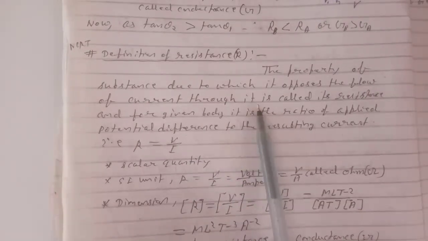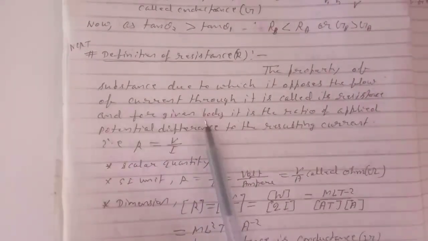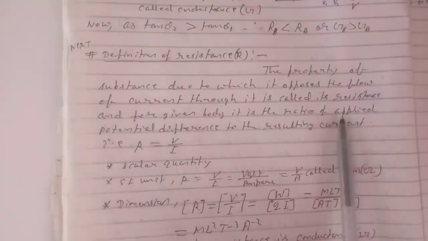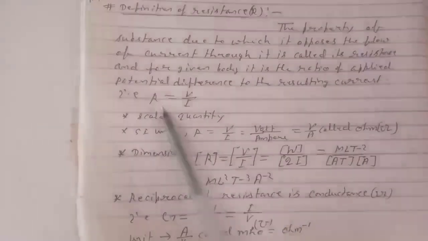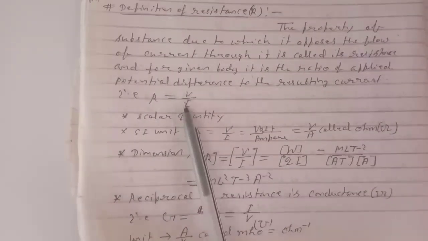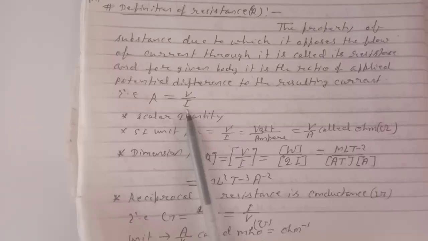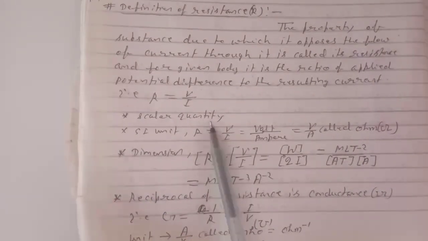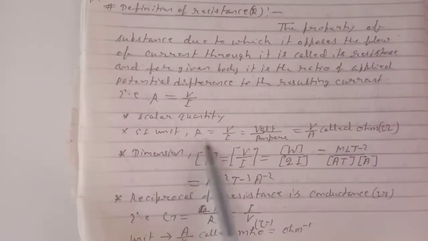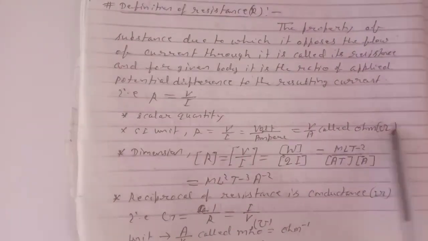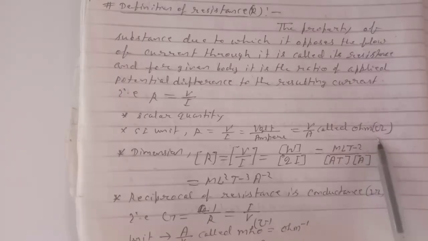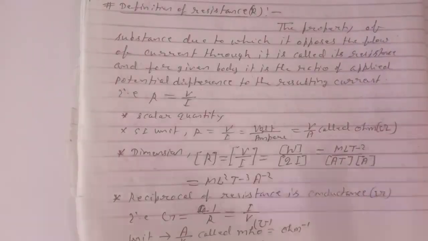Definition of resistance. The property of a substance due to which it opposes the flow of current through it is called its resistance, and for a given body it is the ratio of applied potential difference to the resulting current. That is R equals V by I, where V is the applied potential difference and I is the current flowing through the body. It is a scalar quantity and its SI unit is volt by ampere, called ohm, represented by this symbol.